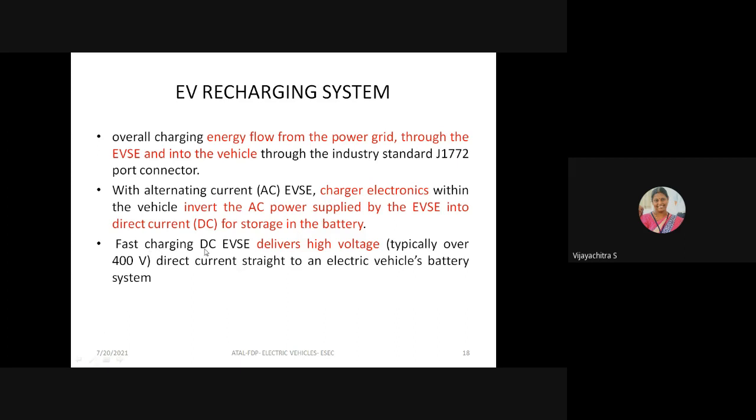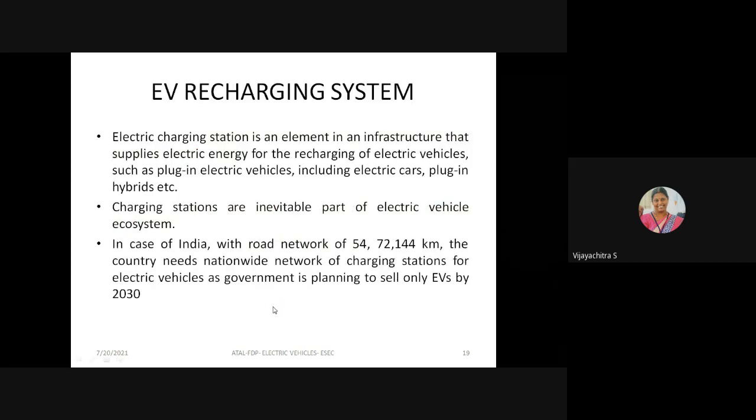Fast charging DC EVSE delivers high voltage, typically over 400 volts direct current, straight to the electric vehicle's battery system. Because of this, it won't cause any delay, so there is a fast charging system. The 400 volt high voltage current can be directly converted and stored in the battery system. That's why we can assure a fast recharging system with the help of EVSE for any electric vehicle system.